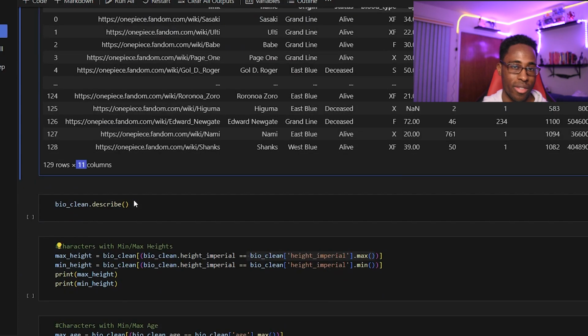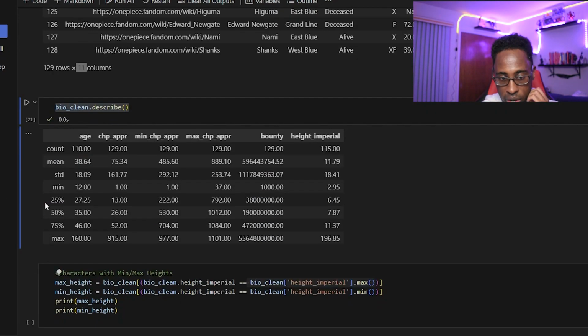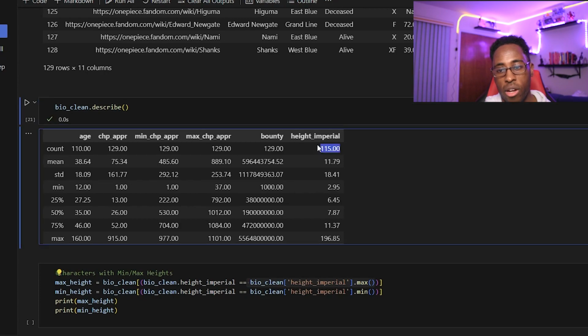So the first thing we're going to do to get an idea of what's actually in this data is we're just going to run this quick clip called describe, and that'll give us some summary stats. So you can kind of see which characters I'm still missing variables for. So 14 characters I don't have their height, 19 characters I don't have their age. We'll fix that later on.